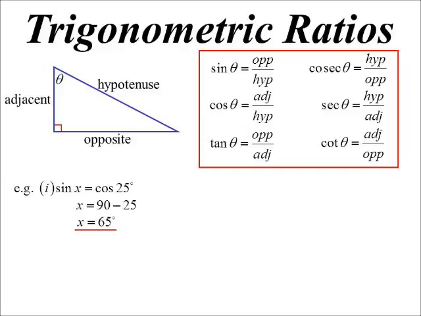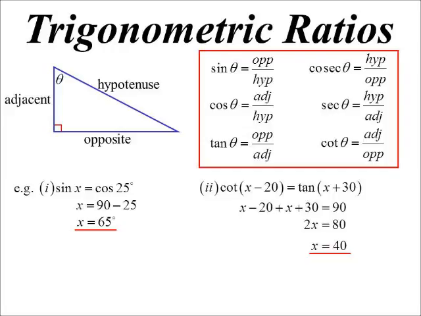And that's the same with secant and cosecant. And that's the same with tangent and cotangent. The co means they are complementary ratios. So if I get something like that, cot of x minus 20 is the tan of x plus 30. Again, I just say, oh, well, I know the two angles, they've got to add up to be 90. So I just solved that equation. There we go, x equals 40. That's assuming, of course, all the angles are acute. Once we start getting into obtuse angles and that, it's a little bit more involved. But assuming the angles are acute, then we can do that.